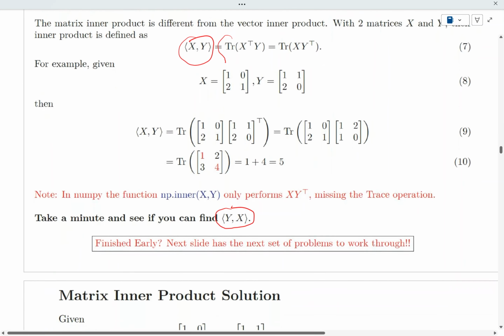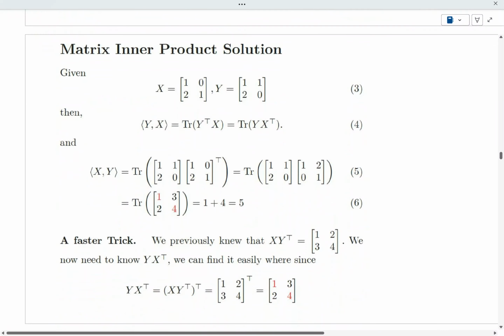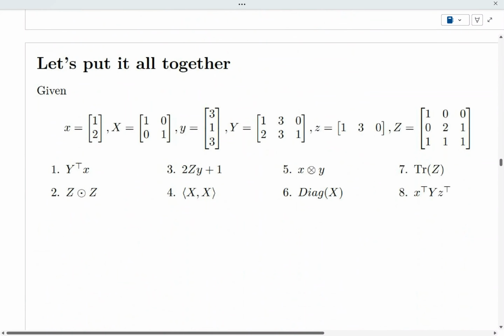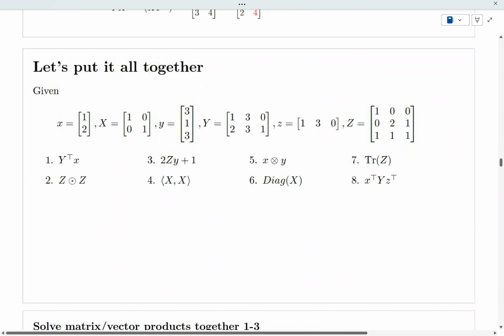All right, pause the video, give this a try. The solution is right here. You can look at it. All right, so now we're ready to put everything together. All right, so pause the video now.